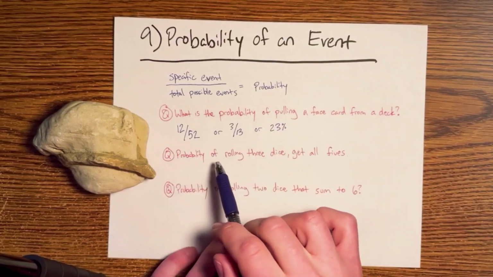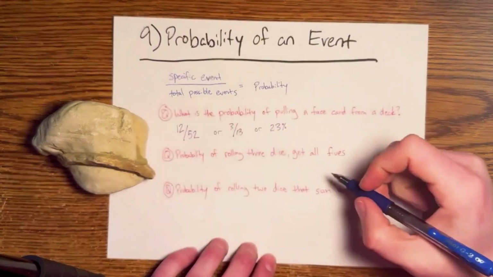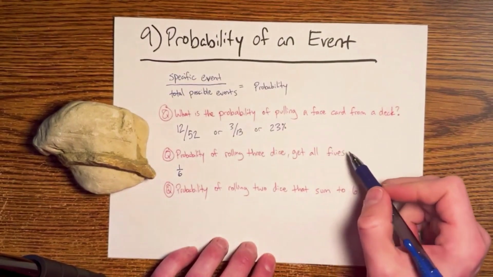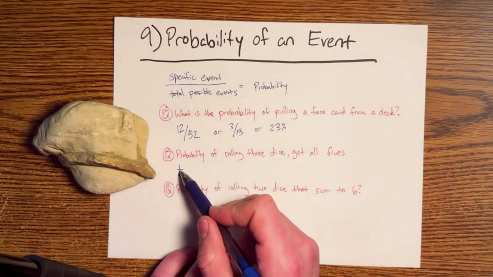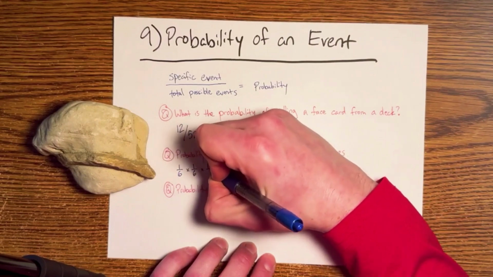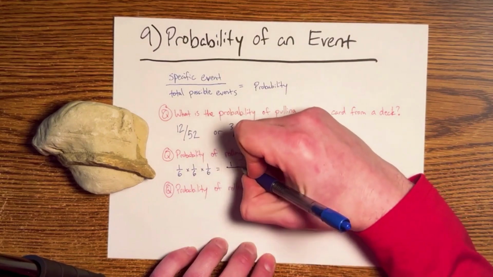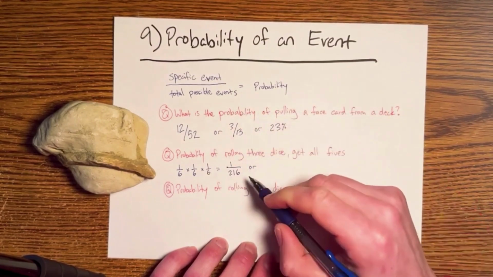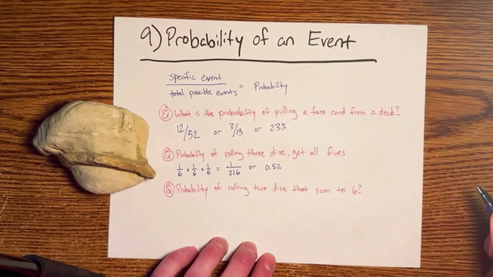Another question could ask, what is the probability of rolling 3 dice and getting all 5s? So we know that the probability of getting a 5 with a single dice is 1 out of 6. The fact that it's a 5 doesn't really matter. We just know that there's 6-sided dice and there's only one side that shows 5. So that would be 1 out of 6. To do it 3 times, we would simply multiply each time that we roll that dice and get the final answer of 1 over 216. We're changing that into a percentage. It's going to be something like 0.5% chance of that actually happening.